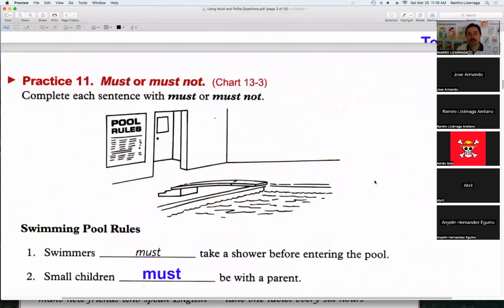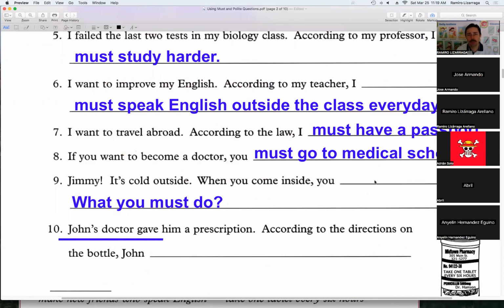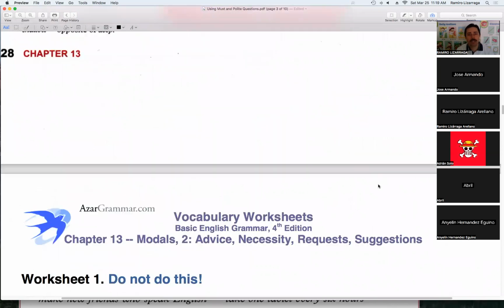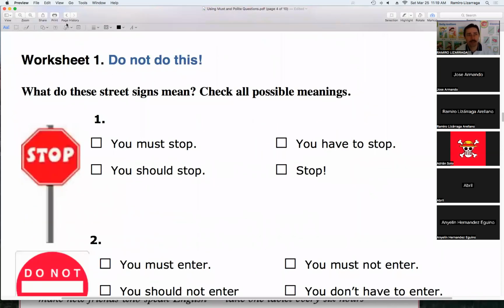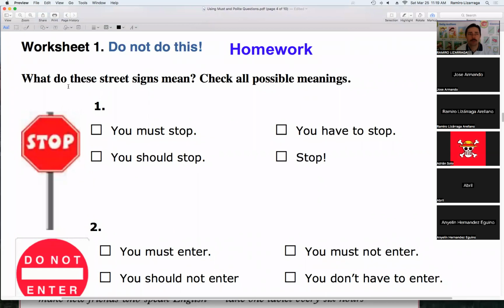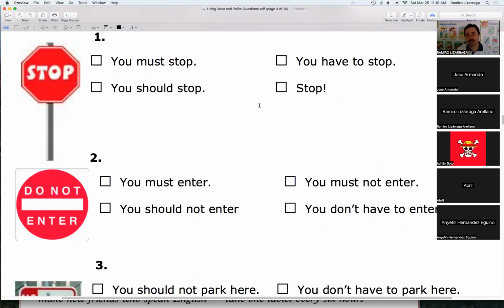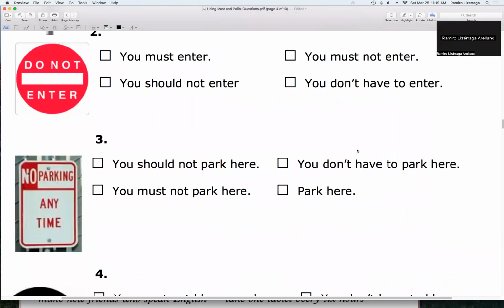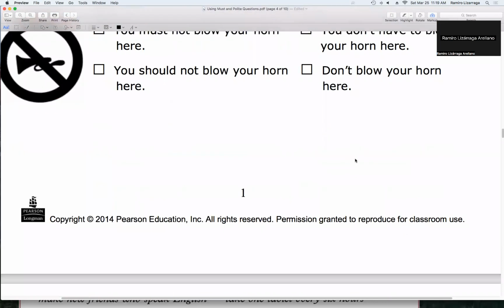Bueno, pues ahí está, ¿no? Creo que con esto ya cubrimos todos los ejemplos del must. Por ahí les voy a dejar esta de tareita, esta que está aquí, para que ustedes la hagan en su casa. Homework. Pues está muy facilito, ¿no? Vean lo que pueden hacer. What do these street signs mean? Check all possible meanings. It could have more than 2 meanings. Check it out. So here, take a look at this.